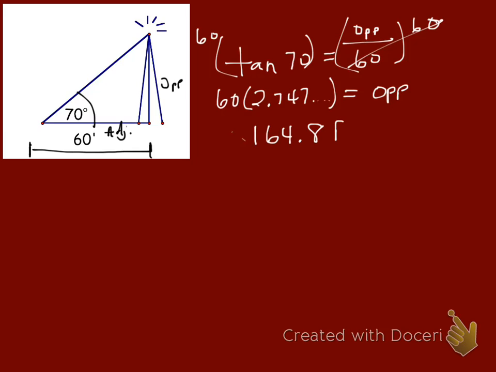And so when I multiply 60 times that number, I end up with the tower being about 164.8 feet tall. And if you round that to the nearest foot, obviously it'd be 165 feet. Okay? So that's how I use my angle of elevation in order to determine how high something is. People use this all the time.